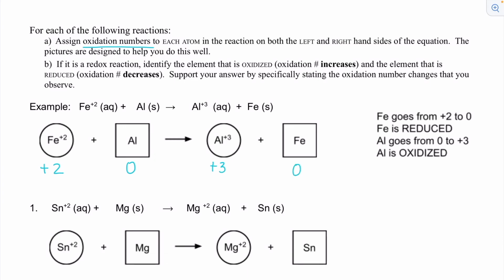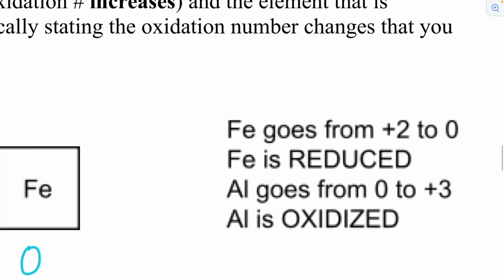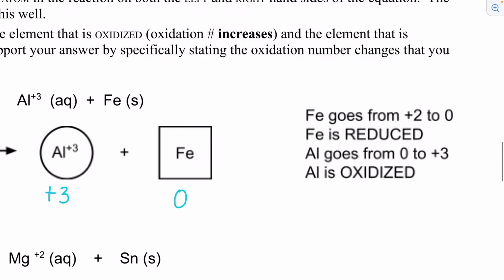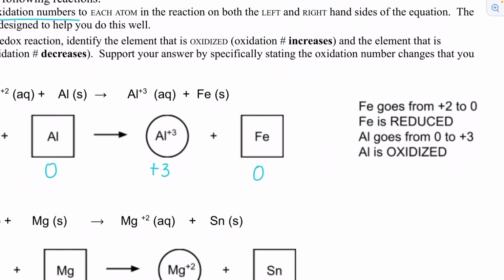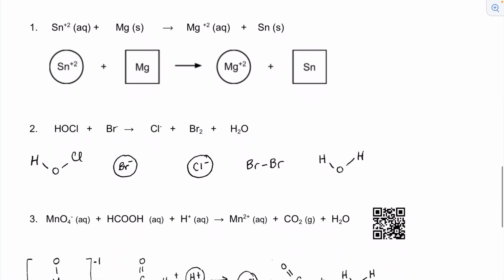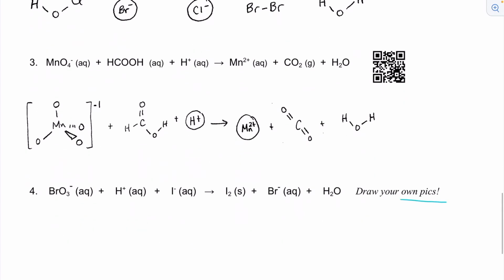We're not going to worry about balancing at this point. So then you write it like this for each of your reactions. Iron goes from +2 to 0, and it is being reduced. And aluminum goes from 0 to +3, aluminum is oxidized. So that's what I want you to write for each of the reactions after you do the oxidation numbers. So there are 4 for you to do. And number 4, you need to draw your own pictures. See if you can do that. You might need to look it up, and that's okay.